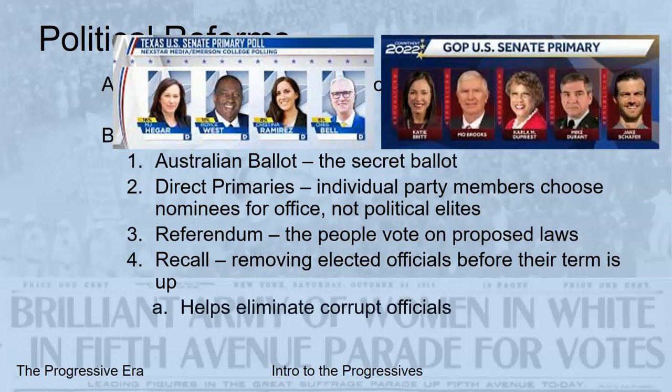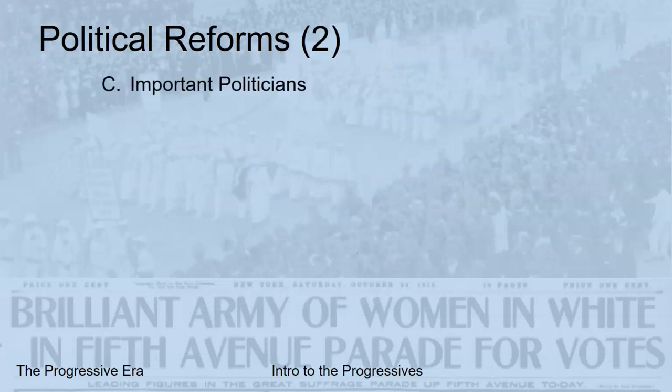Okay? The idea behind all these reforms is that this would help eliminate corruption in government. It would help eliminate corruption among our elected officials because they would be subject to all these things. Now, that's the main idea behind all this. And so we have all these things today, and we have the progressives to thank for that.